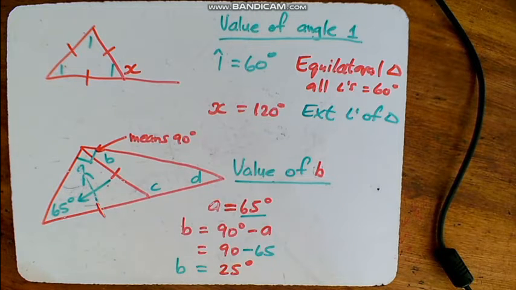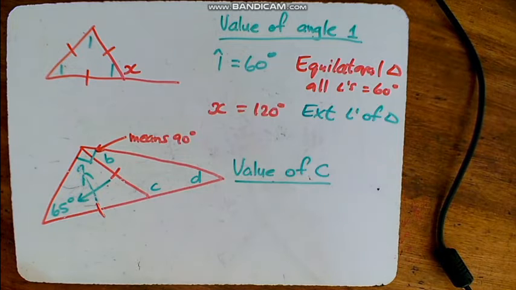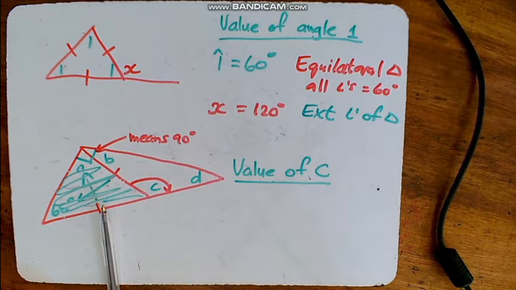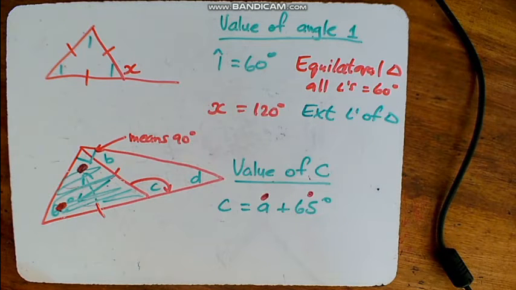Next, we're going to find the value of C. Now, to find the value of C, we can see clearly that it must be an exterior angle. If we're looking at the triangle that is colored in green, then C will be the exterior angle of that triangle. This one. C will be equal to A plus the 65. We calculated that angle A to be 65. So 65 plus 65 is equal to 130.